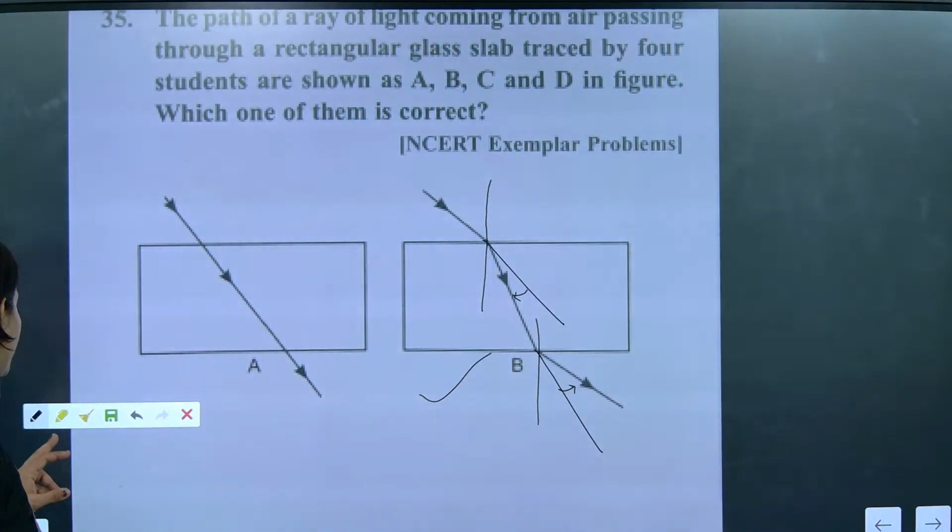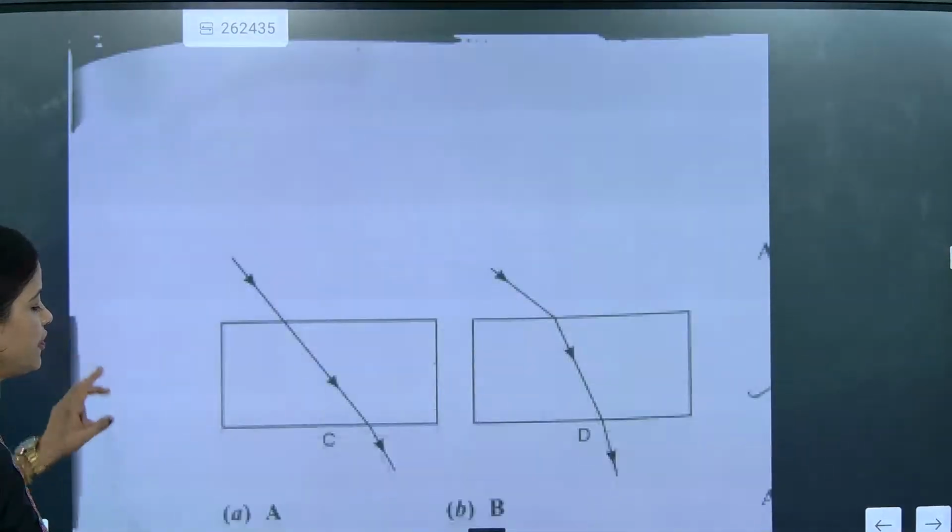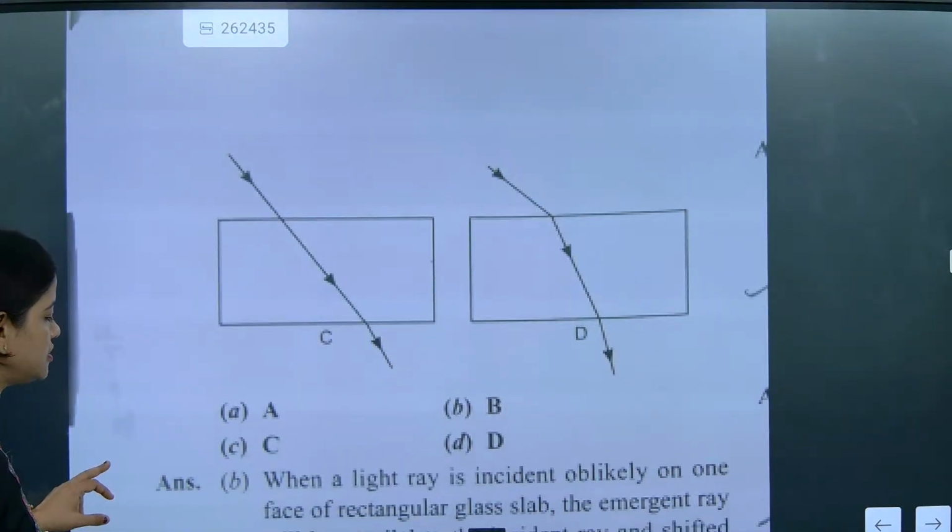So this one is the perfect one. I hope children understood this one. So now we will go for refraction related questions. The correct answer is B only.